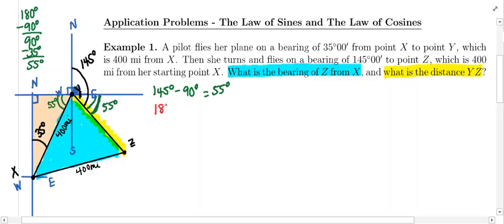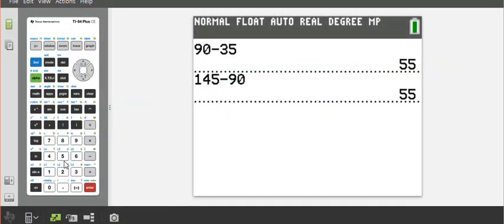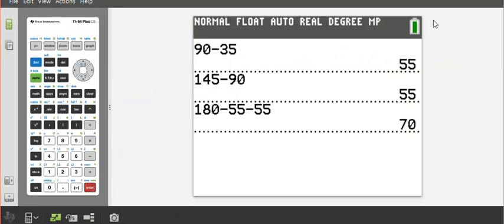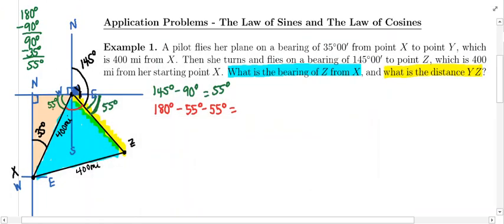So if I take 180 degrees, which is the straight line, the east-west line through point Y, and take away the 2 55-degree angles, that is going to give me the measure of this angle right here. So if I go to my calculator, 180 minus 55 minus 55, that red angle is going to be 70 degrees. So now I finally have the measure of some angle inside of my triangle.